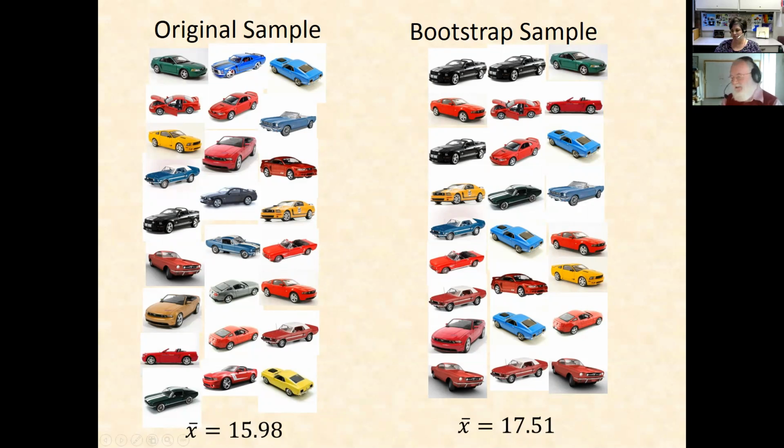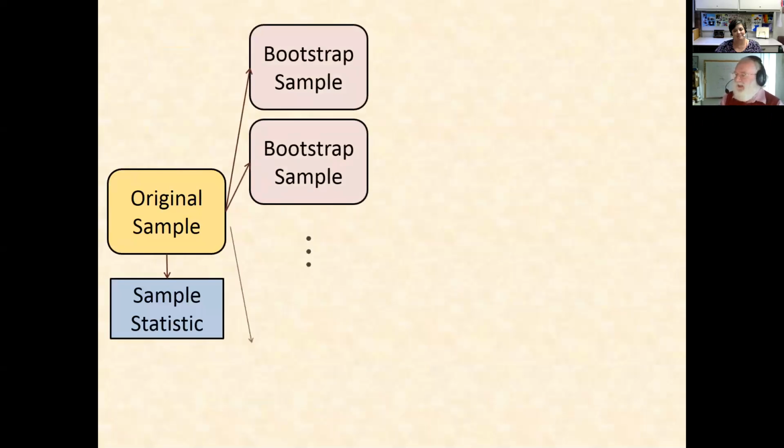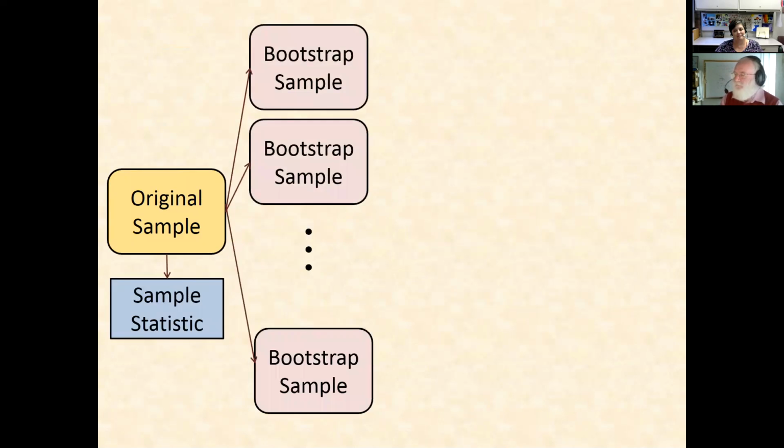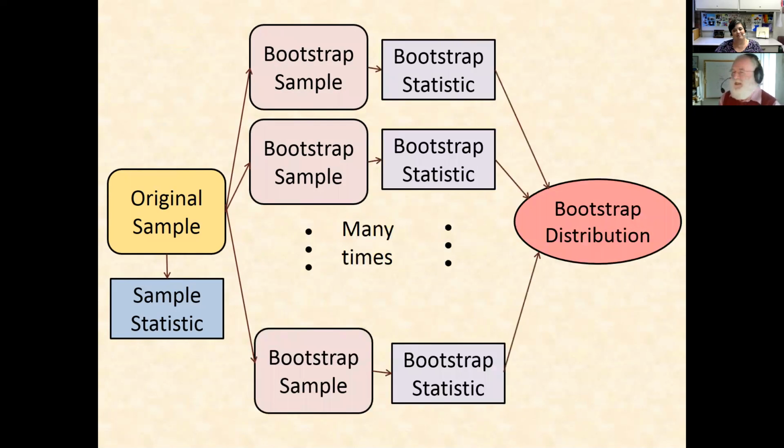Okay, and that's a little tedious even to do for 1 sample of size 25, but we want to do this thousands of times to really get a good idea what the distribution of the sample means looks like. So schematically here, we get our original sample. From that, we draw our sample statistic. And then we get lots and lots of bootstrap samples. For each of those, we calculate the bootstrap statistic. Put those together to get the bootstrap distribution. And then we'll see how to get the confidence interval from that distribution in just a minute.